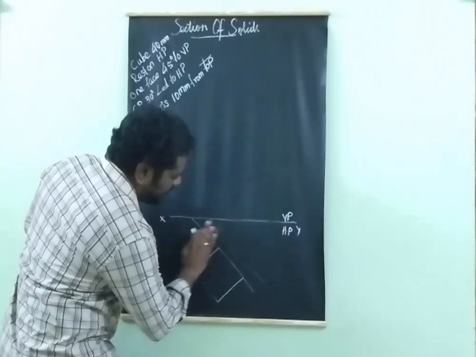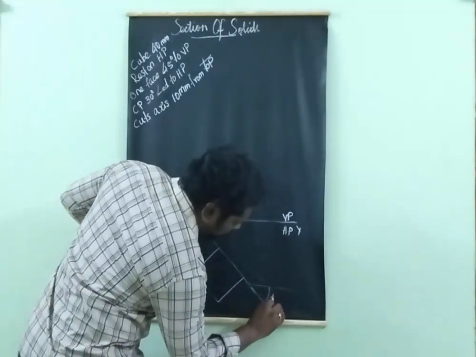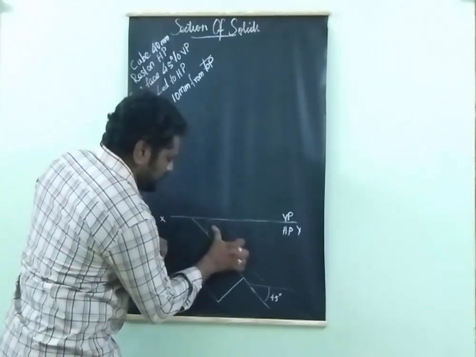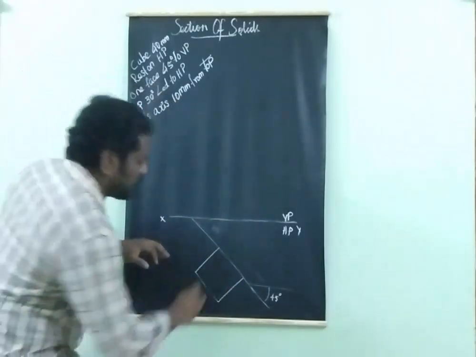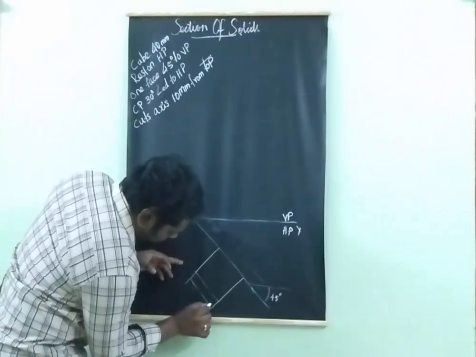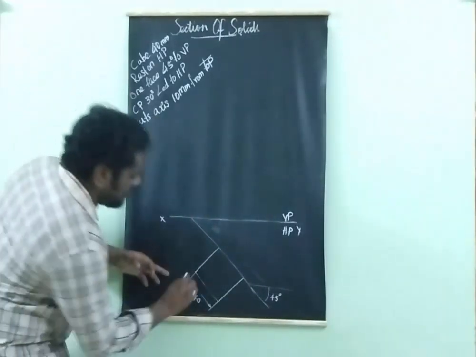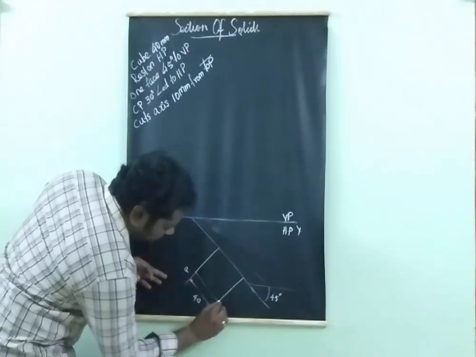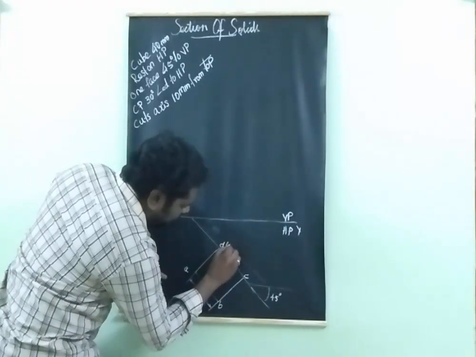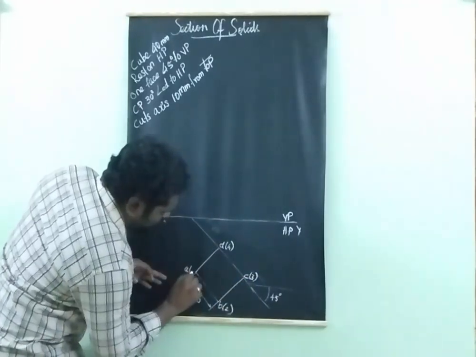Let me make this 45 degree line here so that it will not disturb my sectional view. Now this is 40 mm. To name all the corners, this corner is A, this is B, this is C, this is D, and here 4, this is 3, 2, 1.